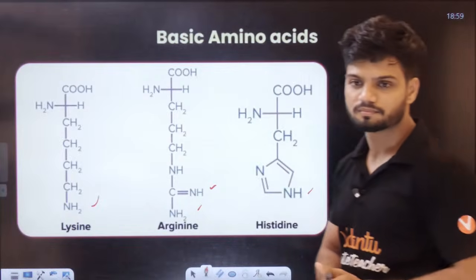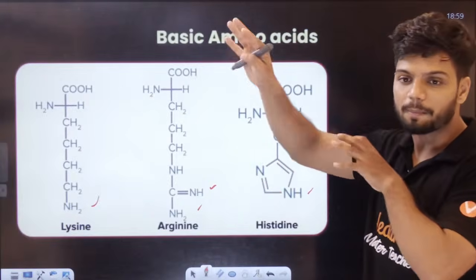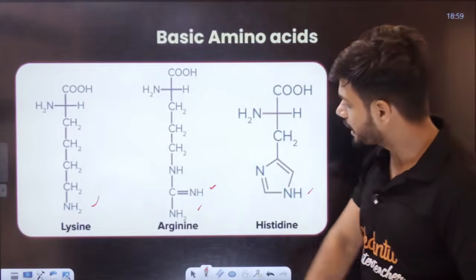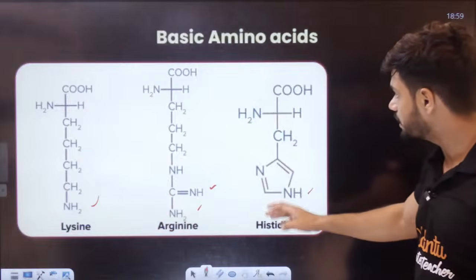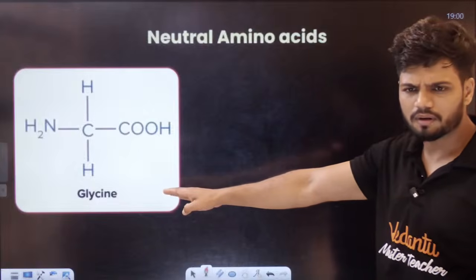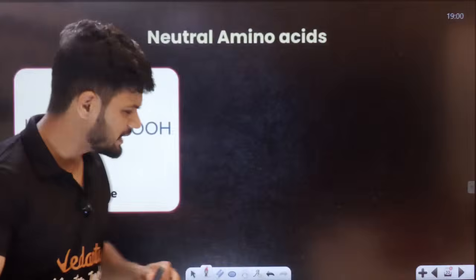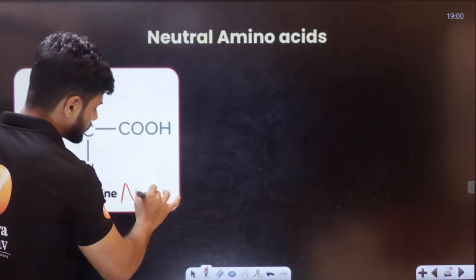Yes or no? Somewhere you have studied, you will remember. I'm just trying to connect the chapters. So we have lysine, arginine, histidine, three basic amino acids, students. Here is the example of glycine, students. Glycine is a neutral amino acid. Valine is a neutral amino acid, students.